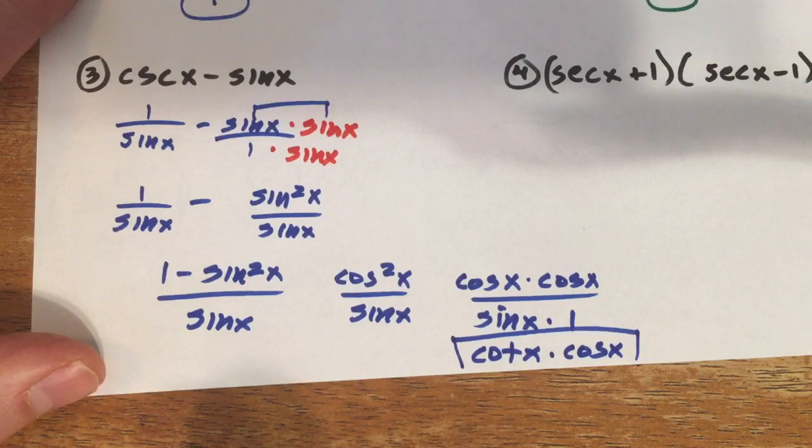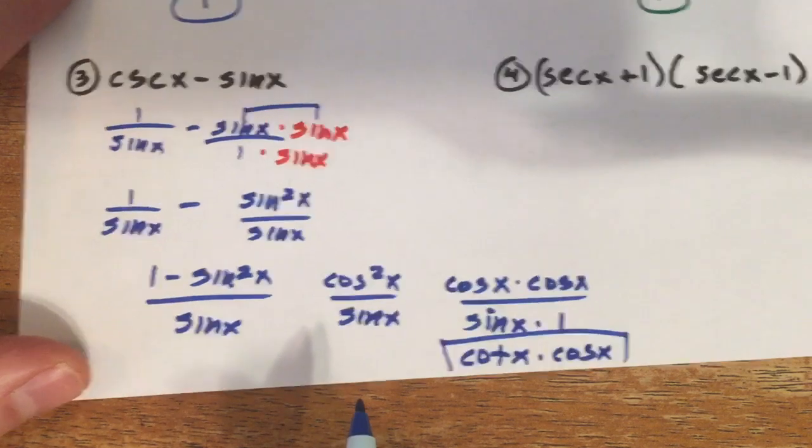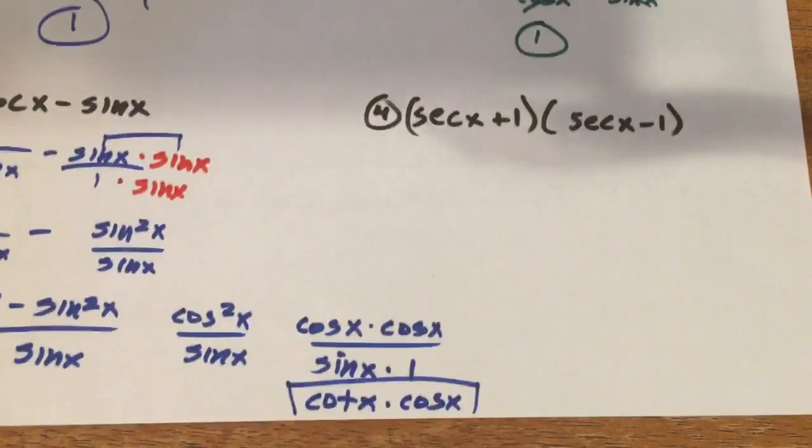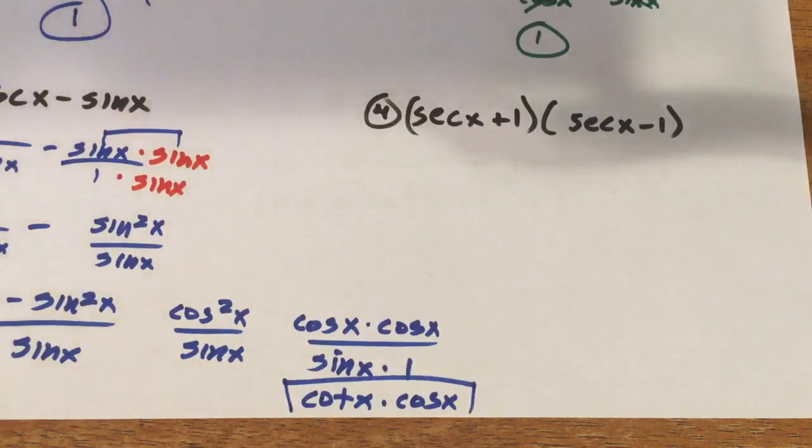All right. I want you to try the final problem, number 4, on your own. Again, you want to choose one of these strategies right here, and then we'll go through problem number 4. So pause it. Okay, ready for problem number 4. Let's go ahead and work that one through.